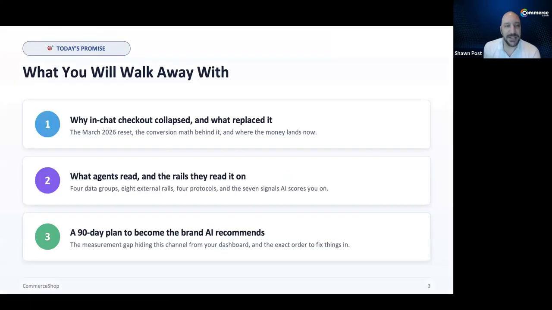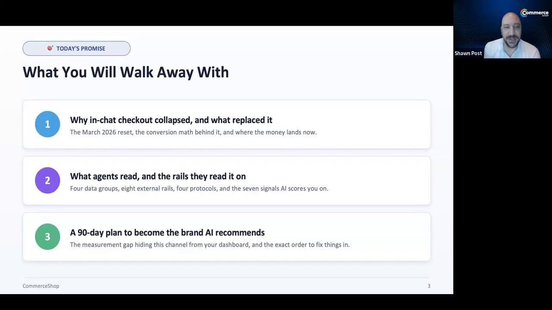So what we're going to look at is why in-chat checkout collapsed and what replaced it. In March 2026, there was a reset, the conversion math behind it, and where the money lands now. We're going to look at what agents read and the rails they read it on: the 4 data groups, 8 external rails, 4 protocols, and the 7 signals AI scores you on. And we're going to give you a 90-day plan to becoming the brand AI recommends.